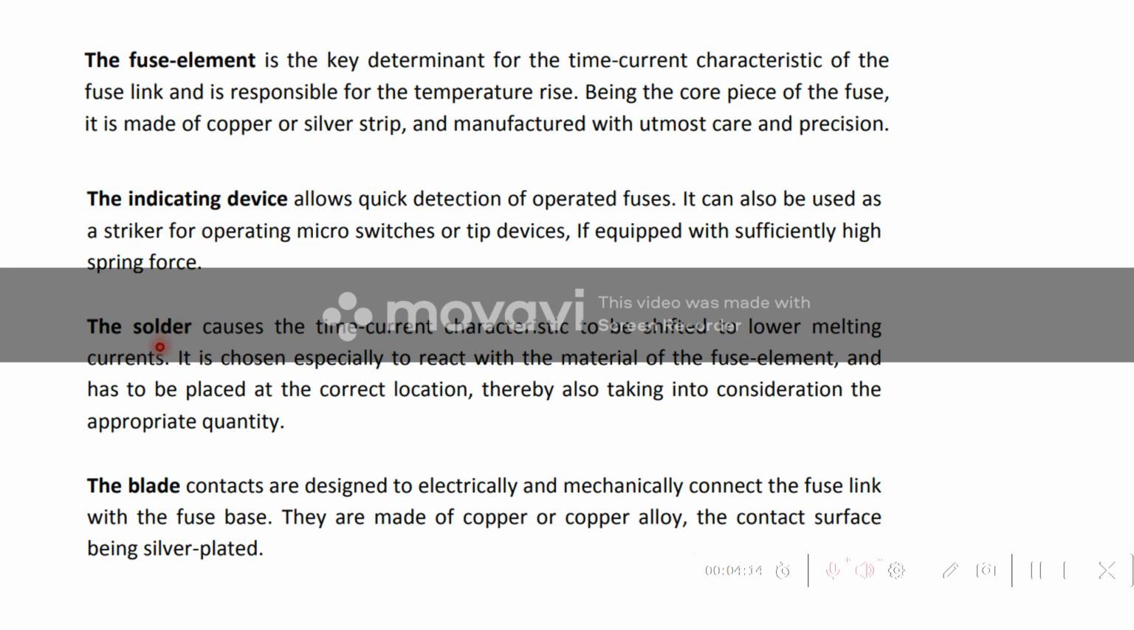The solder causes the time current characteristics to be shifted to the lower melting currents. The blade contacts are designed to electrically and mechanically connect the fuse link with the fuse base, which can be a switch or a fuse base as well. They are usually made of copper or copper alloy and silver plated for better conductivity.